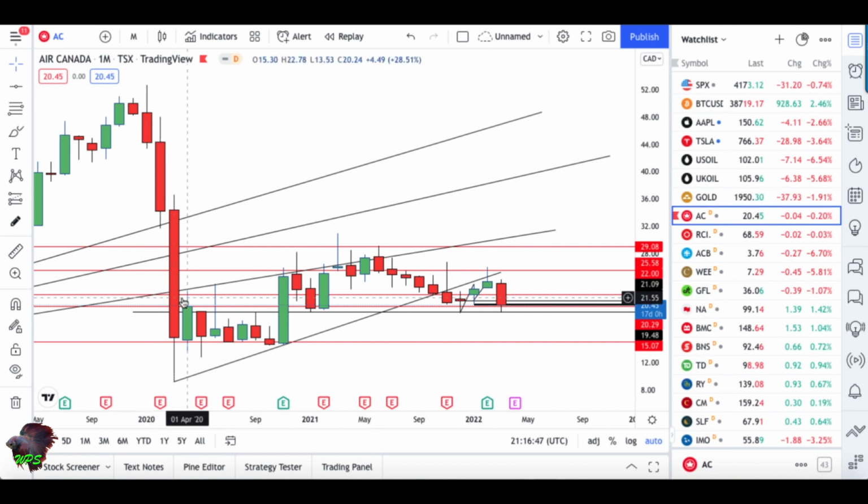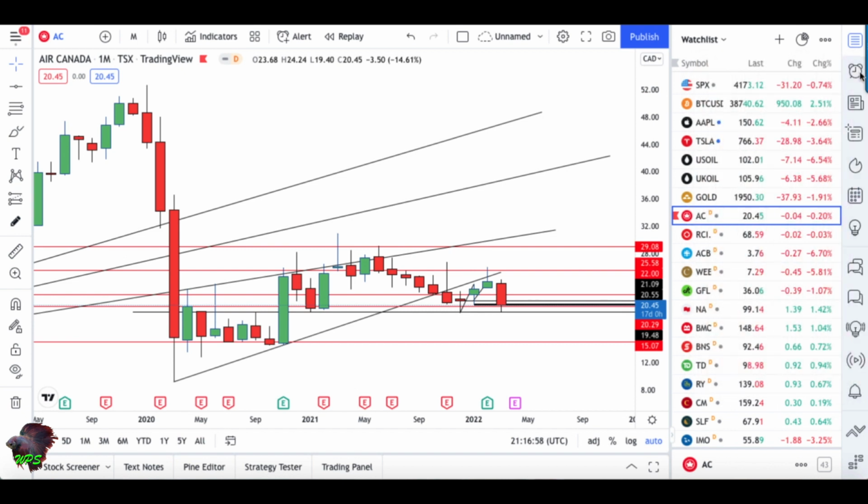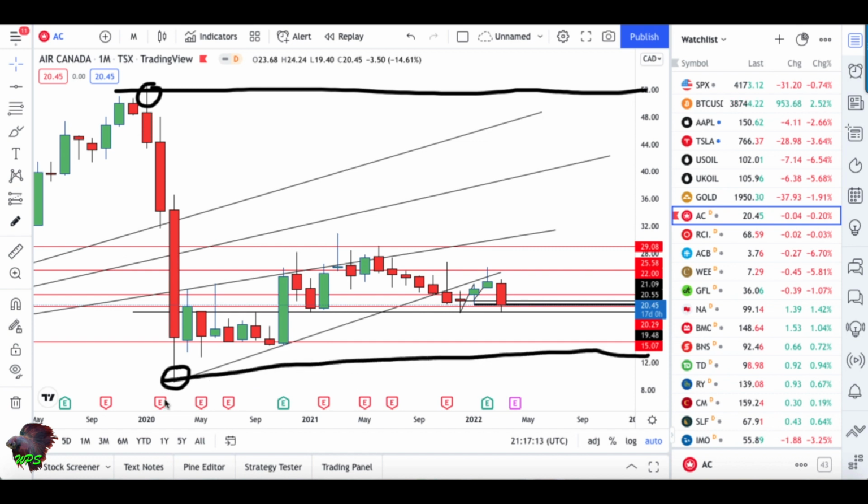We had this beautiful, beautiful fall off the Air Canada stock. Okay, so take a look at here. We had the bottom here, we had a top here. Okay, so everything we're looking at is between these two lines, okay? And then we had, this is the low, this is the high, this is the higher low, this is the higher high, this is the higher low, this is higher high, okay?